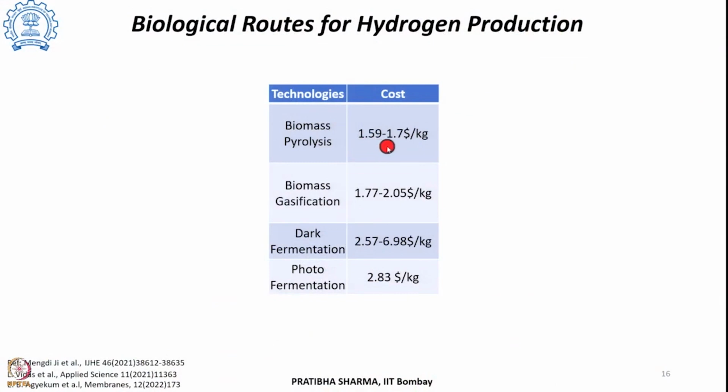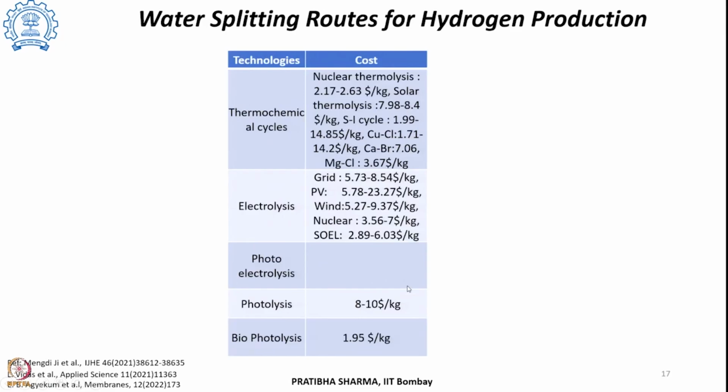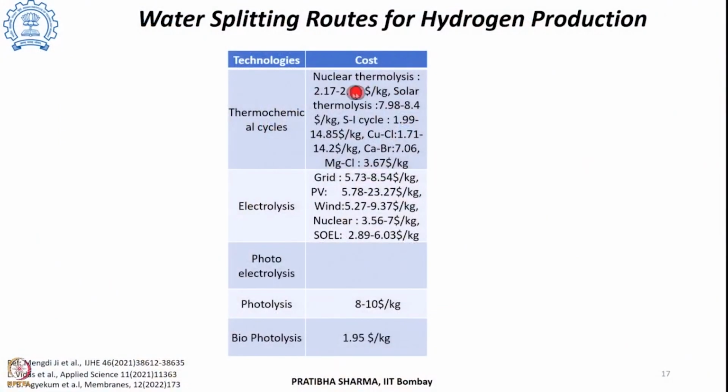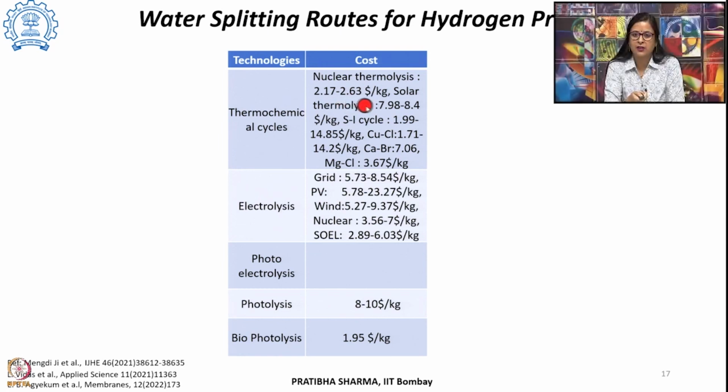With biomass pyrolysis the cost lies in the range of 1.59 to 1.7 dollars per kg. With biomass gasification, 1.77 to 2.05 dollars per kg. Dark fermentation, 2.57 to 6.9 dollars per kg. Photo fermentation, 2.83 dollars per kg. For thermochemical cycles, if the heat required for the high temperature cycle is provided by nuclear, then it is 2.17 to 2.63 dollars per kg. If it is from solar, 7.98 to 8.4 dollars per kg, and there are different cycle costs.